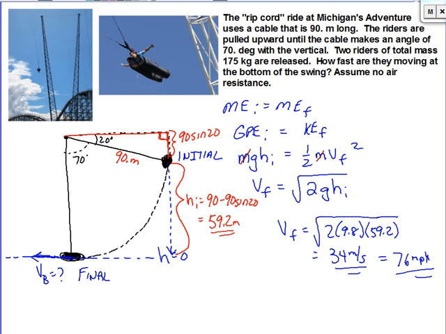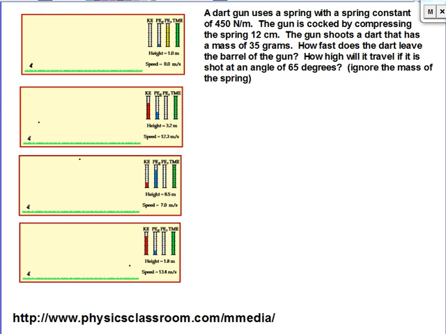Okay, I'm going to do one more problem with you. This one involves all three forms of energy. It's quite a bit more involved, so I'll spend a little bit more time going through this, and then whatever time we have remaining at the end of the hour, you can work on some problems on your own.